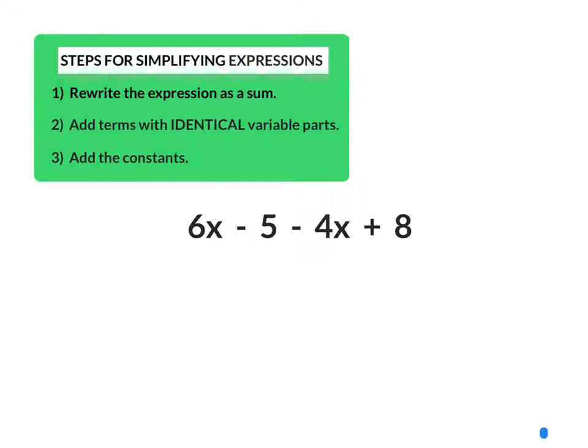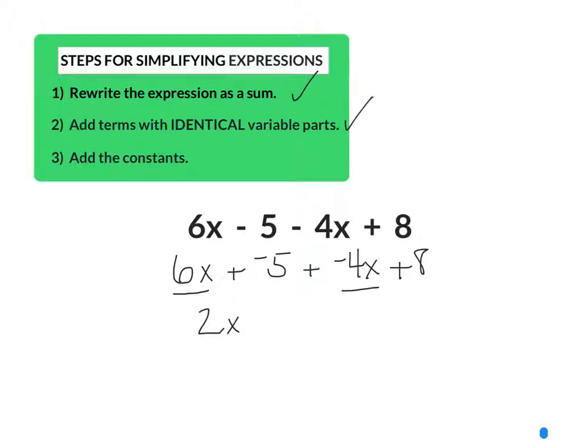In our first example, we'll rewrite the expression as a sum. That would be 6x plus a negative 5 plus a negative 4x plus 8. Step number 2 is to add terms with identical variable parts. The terms in my expression that have identical variable parts are the 6x and the negative 4x. 6x plus negative 4x is 2x.